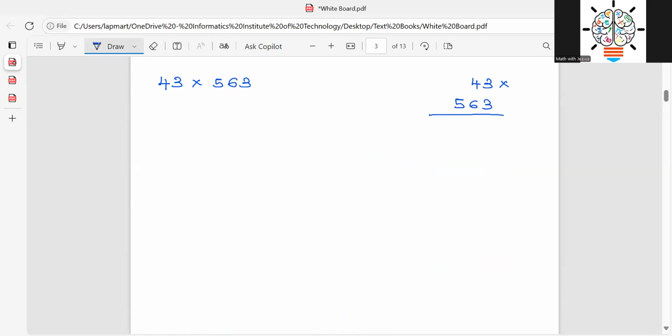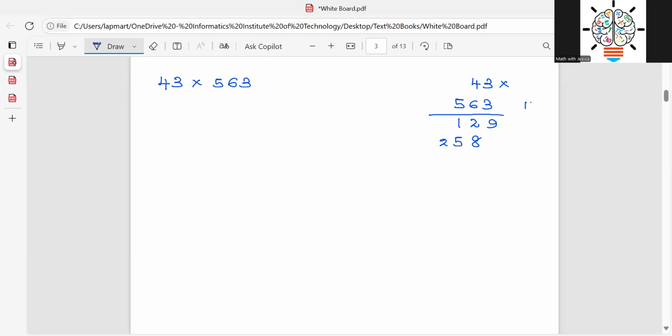First I multiply 43 by 3. 3 times 3, 9. 3 times 4, 12. Then I want to multiply 43 by 6. 6 times 3, 18. Where I should write 8, I want to write it in the tens place. 6 times 3, 18. 6 times 4, 24 plus 1, 25, like this.